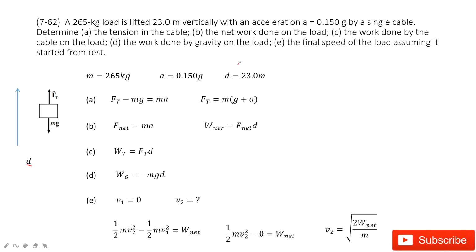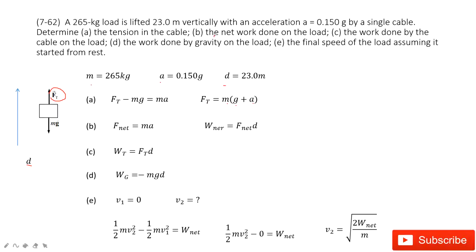During this process, we know the acceleration, we know the distance it moved, and the mass is given. First, we need to determine the tension. So the tension is Ft. In this case, you know the gravity, you know the acceleration, you need to find Ft. So easy. Consider Newton's second law, right? Ft minus gravity is the net force. So net force equals mass times acceleration. Therefore, you can get the tension equals mass times (g plus a). And you can see mass is given, g is a constant, a is given. So very easily you can find this tension.